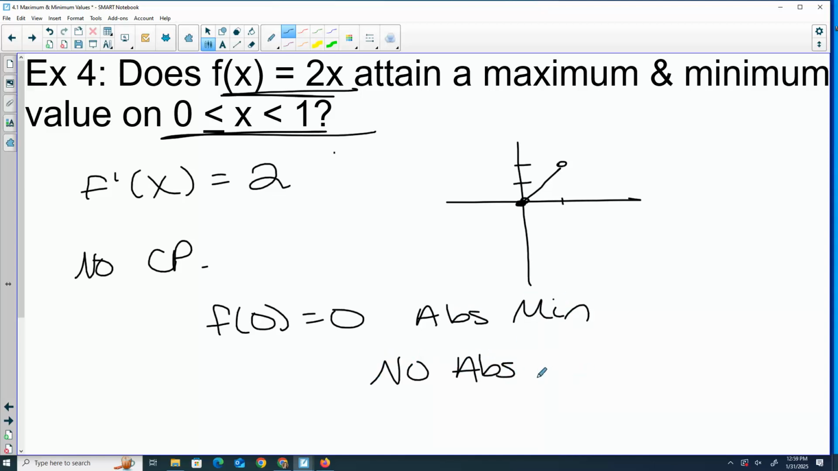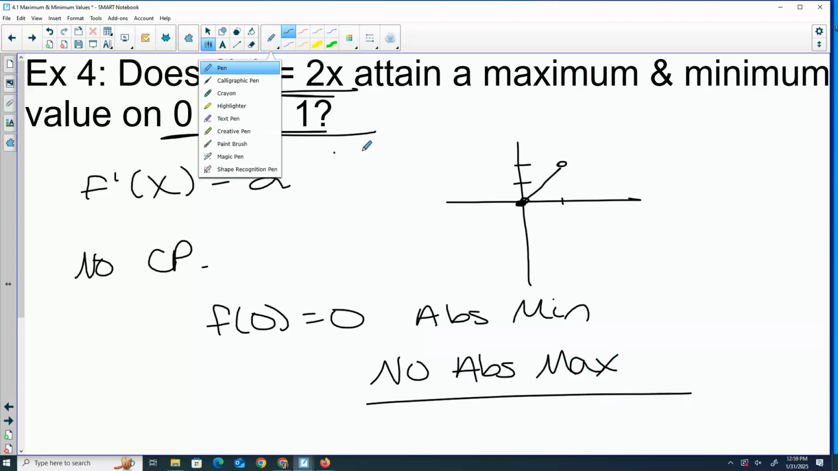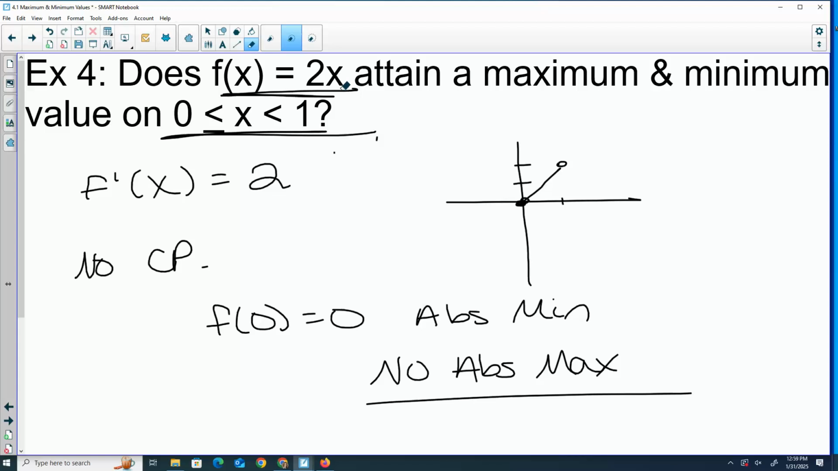Why? It's not more than that. It doesn't end. There was no closed interval. So I put this intentionally to show you our strategy only works if you have 2 endpoints. If one of them is not an endpoint, then it can't guarantee anything.